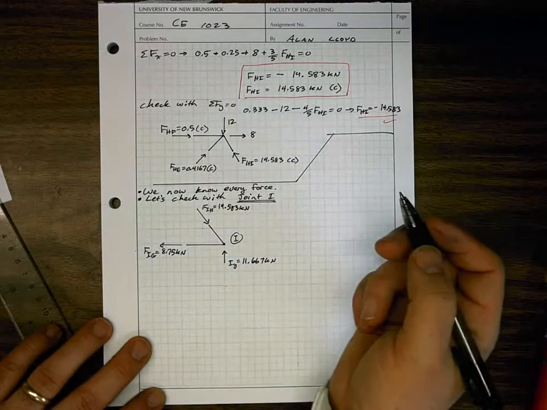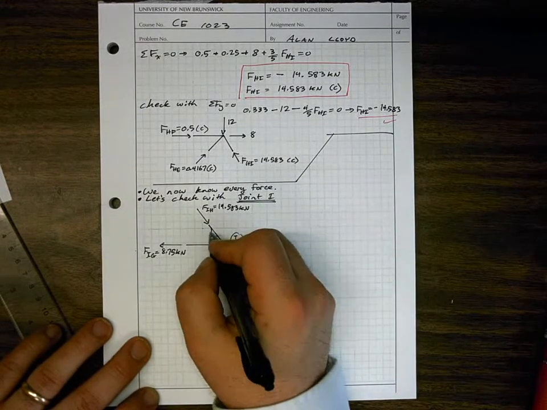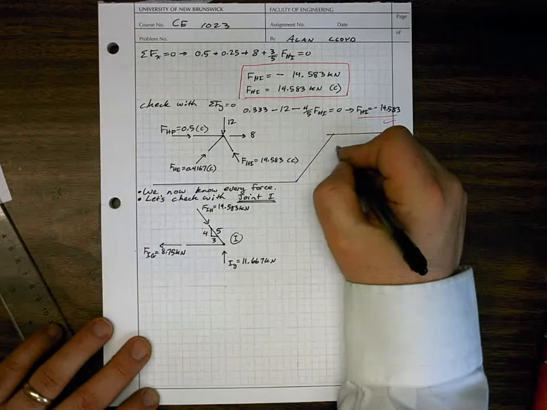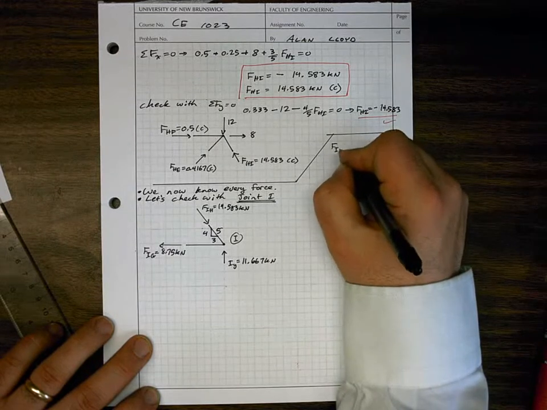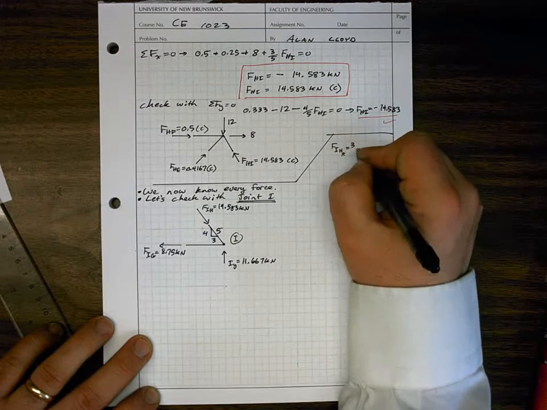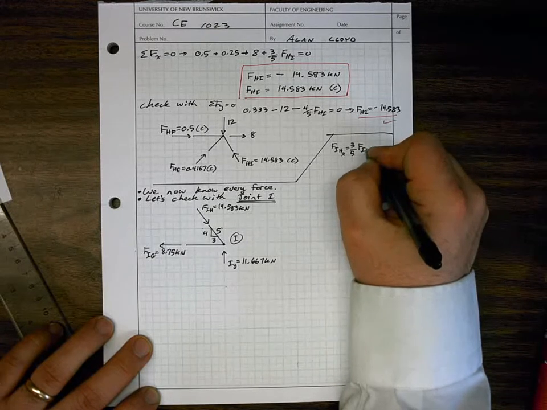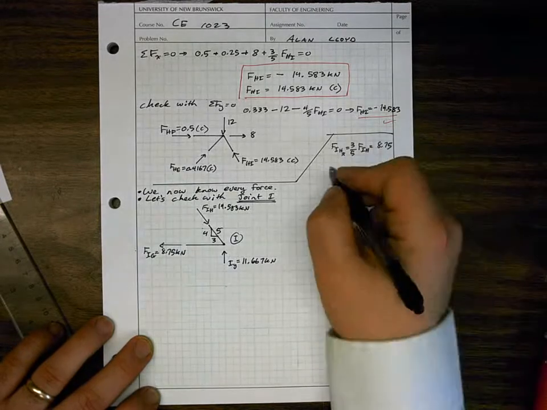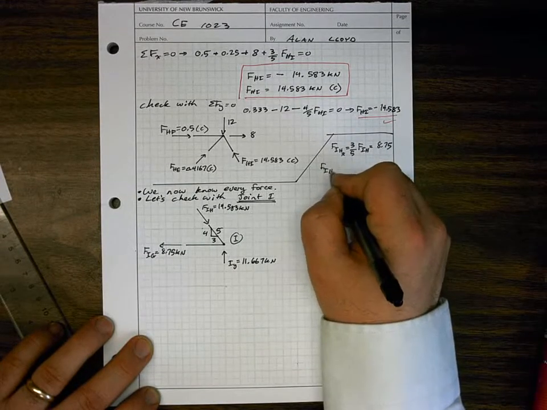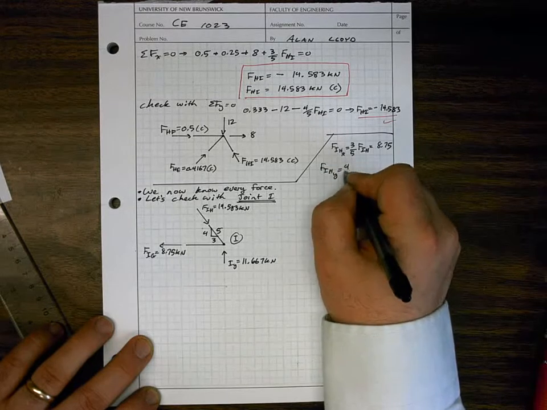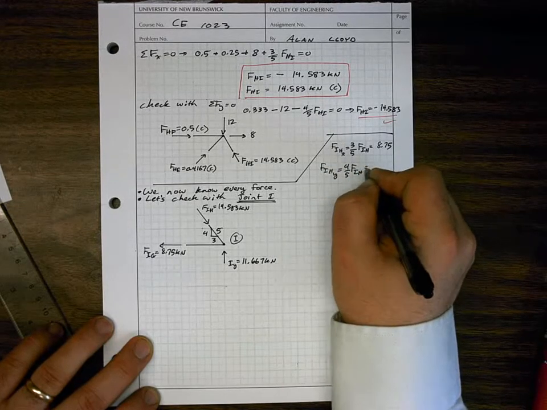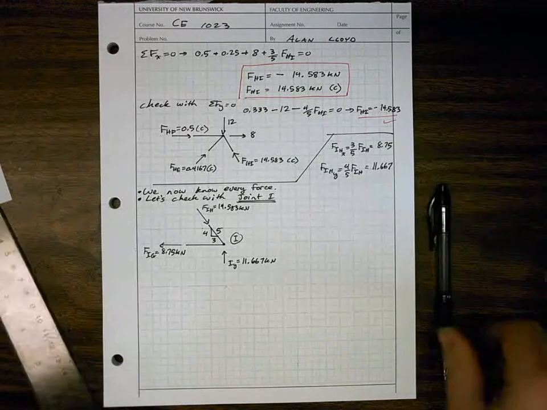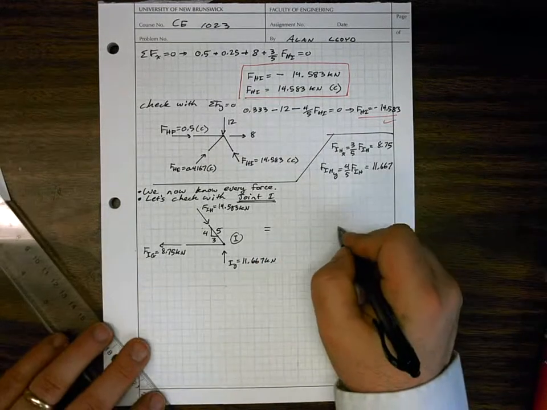First let's give ourselves a 3, 4, 5 triangle here. We can say that FIHX is equal to 3 over 5 FIH, and this happens to equal 8.75. And FIHY is equal to 4 over 5 FIH, and that's equal to 11.667. So now we can say that this is drawn in our global coordinate system, there's joint I.